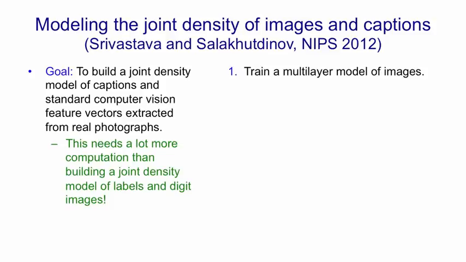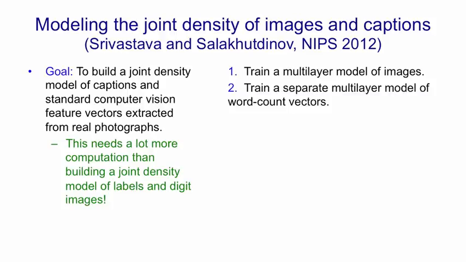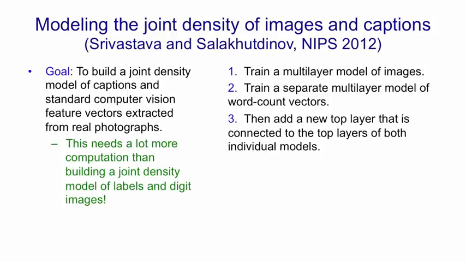So what they did was they first trained a multi-layer model of images alone. That is, it's really a multi-layer model of the features they extracted from images using the standard computer vision features. Then separately, they train a multi-layer model of the word count vectors from the captions. Once they've trained both of those models, they add a new top layer that's connected to the top layers of both of the individual models.